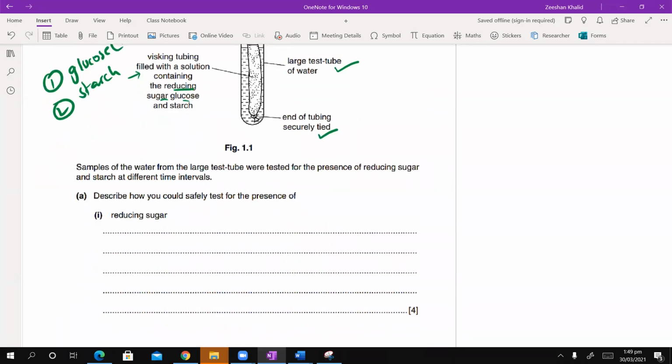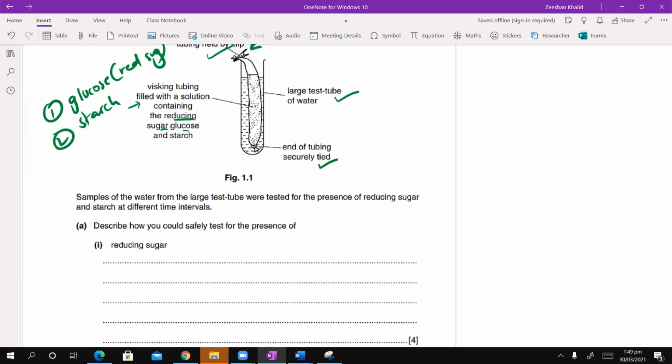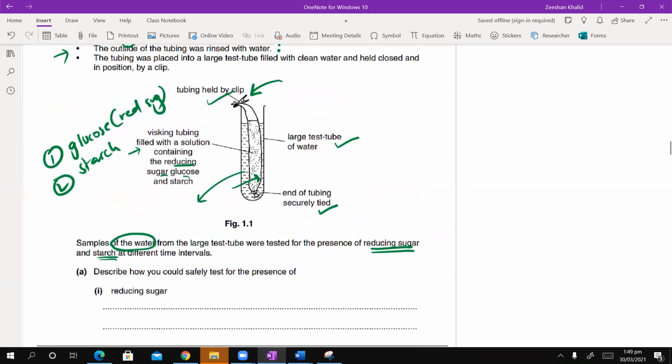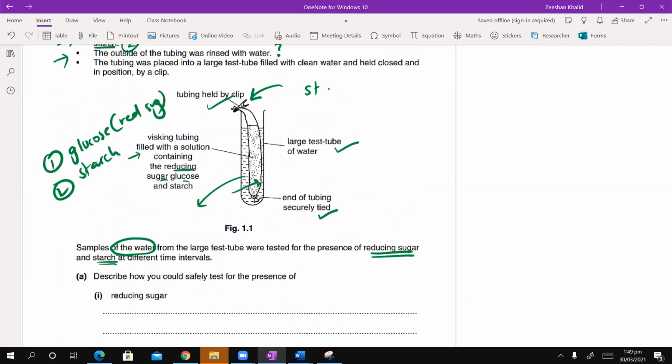Samples of water from the large test tube were tested for the presence of reducing sugar and starch at different time intervals. Okay, so what are we doing? Samples of water. Wait, we need to put things in perspective. The things are inside the Visking tube. They're inside, but what the question says is samples of water. Water is on the outside. Okay, now this is strange and we need to understand this. Why is he taking samples from the water? Let's talk about both starch and glucose.